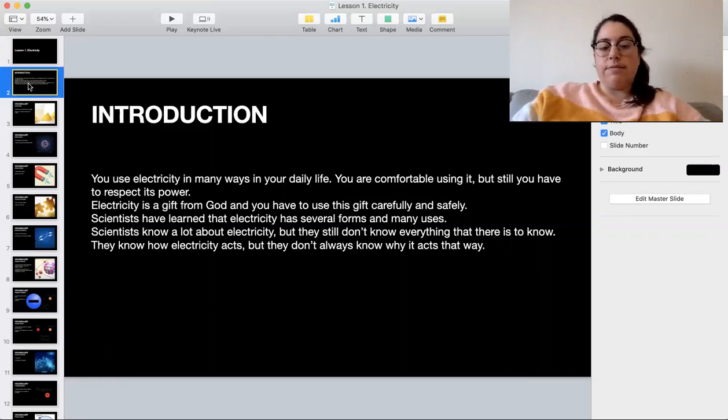Scientists have learned that electricity has several forms and many uses. They know a lot about electricity, but there are still things that we don't know. For example, we know how electricity acts, but we don't always know why it acts that way.